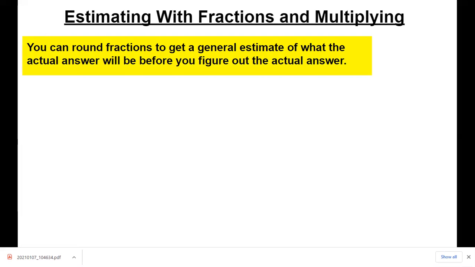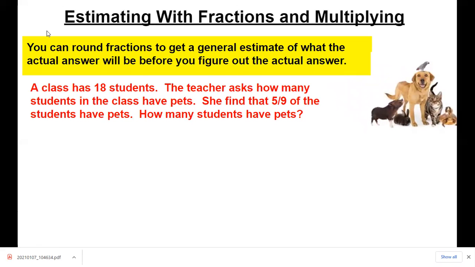So estimating is a great way to quickly do something in your head to see how close to the actual answer you can maybe be. So here's a word problem. A class has 18 students. The teacher asks how many students in the class have pets. She finds that 5/9 of the students have pets. How many students have pets?